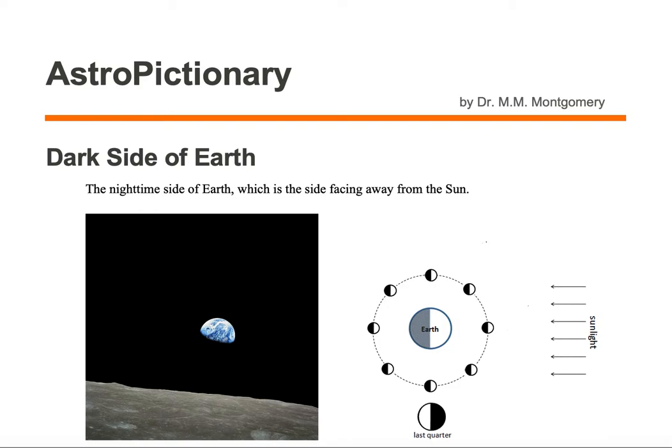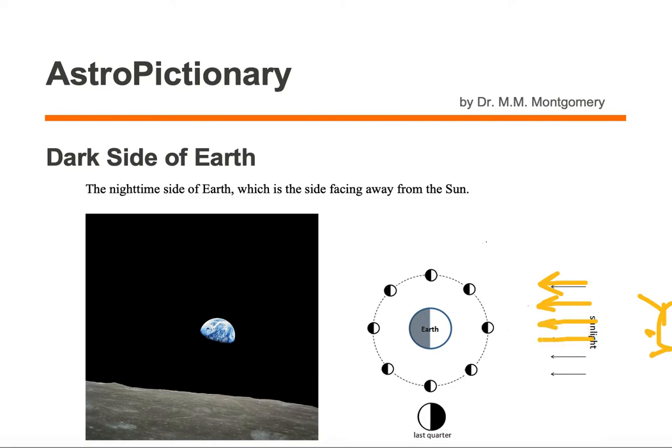The dark side of Earth is the nighttime side of Earth, which is the side facing away from the sun. So here we are looking at a sketch of the moon that's orbiting around the Earth. The sunlight is streaming in from the right-hand side. The sun is off the page somewhere on the right, but we do see the parallel lines of the sun's light rays coming in.